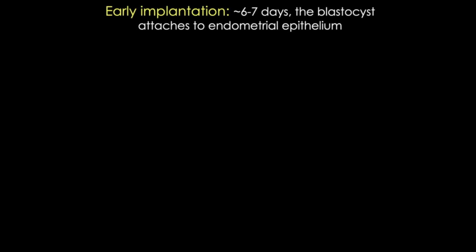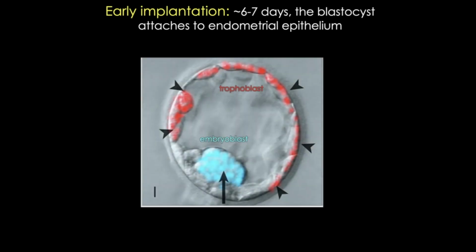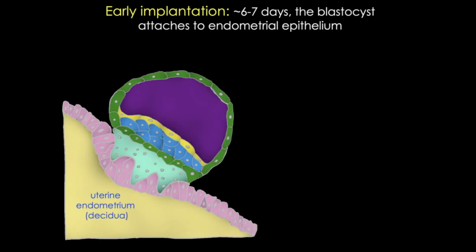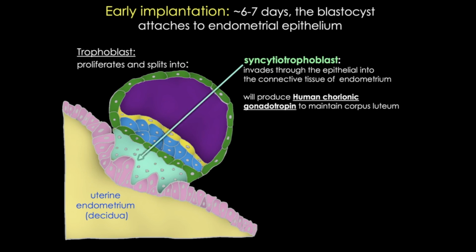So at about 6 to 7 days, implantation begins. Here's our blastocyst with the outer trophoblast in red and the inner embryoblast in blue. And we'll use this cartoon to see what happens next. First, the trophoblast is going to proliferate and split into two distinct tissues. The syncytiotrophoblast, shown here in pale green, is the inner layer of multinucleated cells that lacks intracellular boundaries, so it's actually a syncytium.